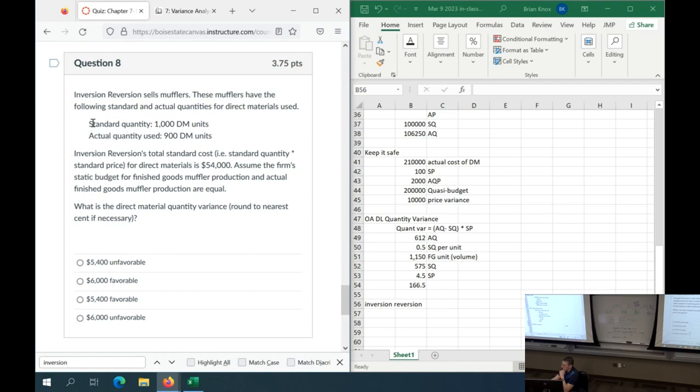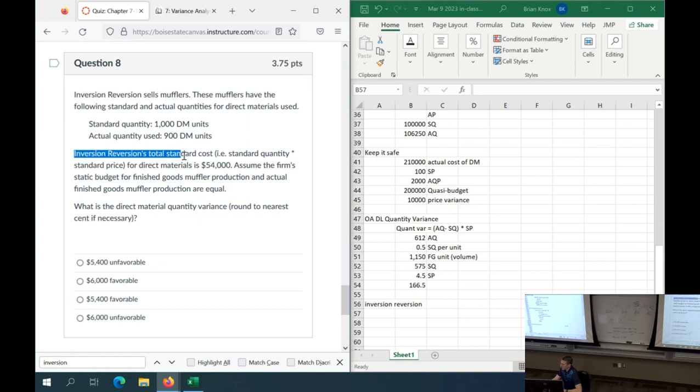All right, so we have a standard quantity given to us and actual quantity used. Now, I'll keep in mind that maybe as I go through this test bank, we might edit this to add a sentence that says that actual volume and static budget volume are the same, so that I don't trigger any worries on that front. This question just wants you to accept this as standard quantity. And there's no other way to do it.